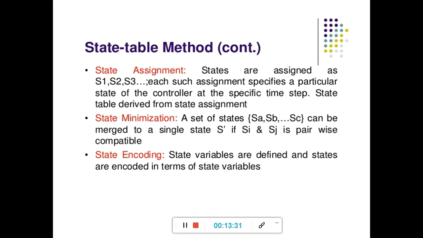And then number 3, state encoding. What is state encoding? Here we assign a unique pattern of ones and zeros, and only then can we define a state of a finite state machine. What is a finite state machine? It is called FSM, abbreviated from finite state machine.